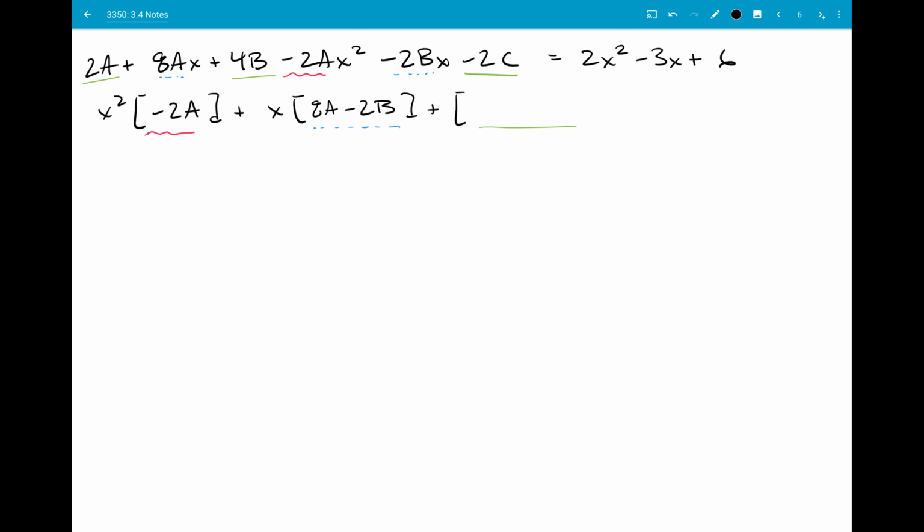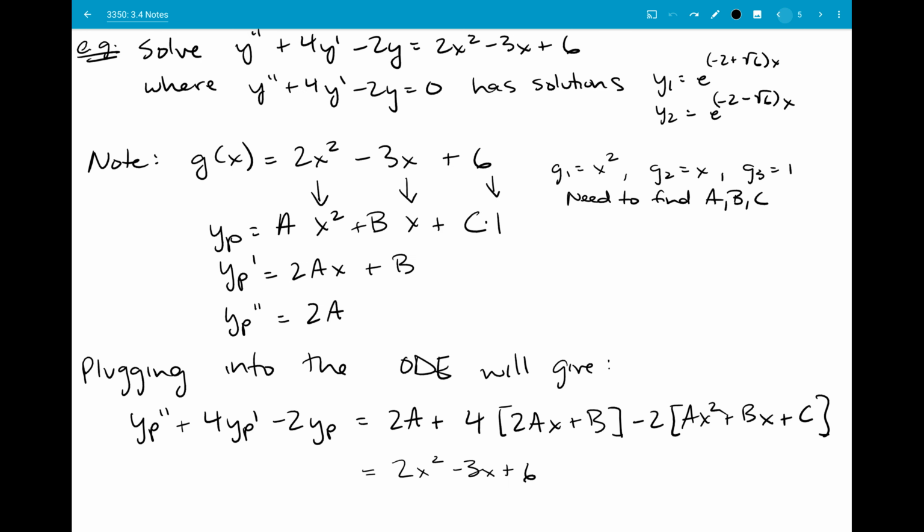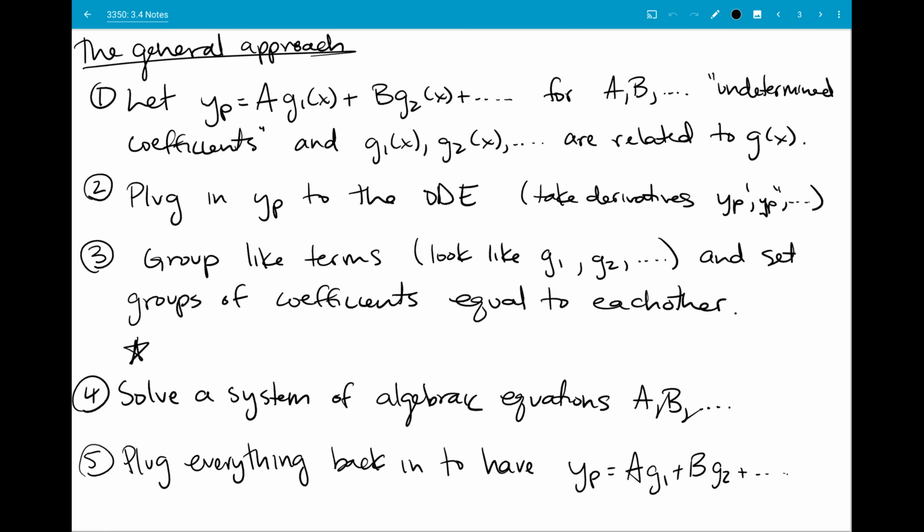So I've got 2a plus 4b minus 2c. And then on the right-hand side, it's already grouped according to those terms. x squared times 2 plus x times minus 3 plus 1 times 6. And what we're going to do is set groups of coefficients equal to each other according to what they were grouped with.